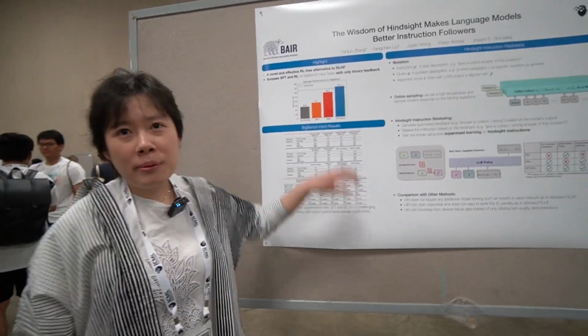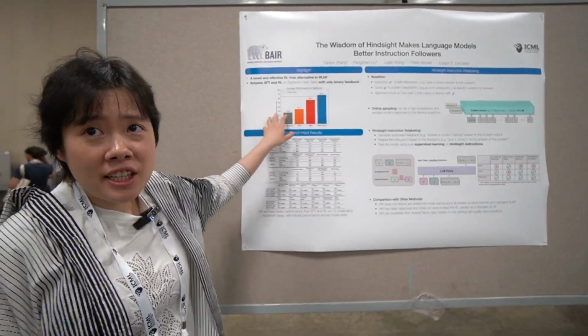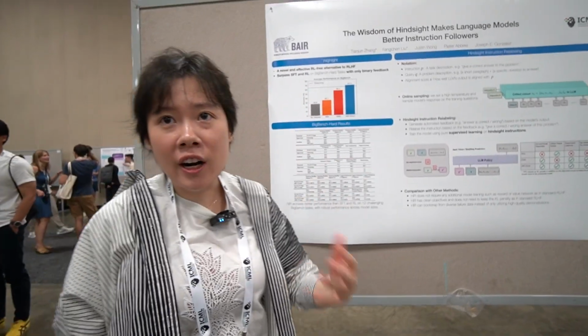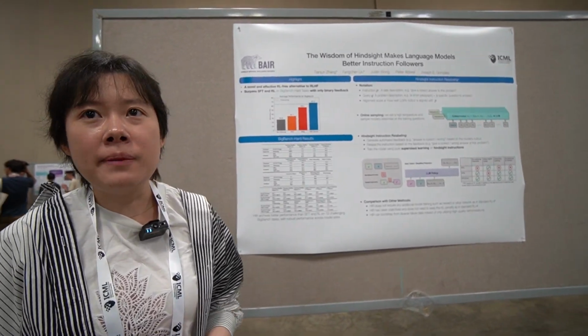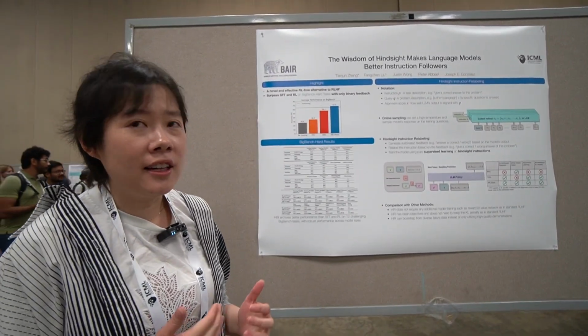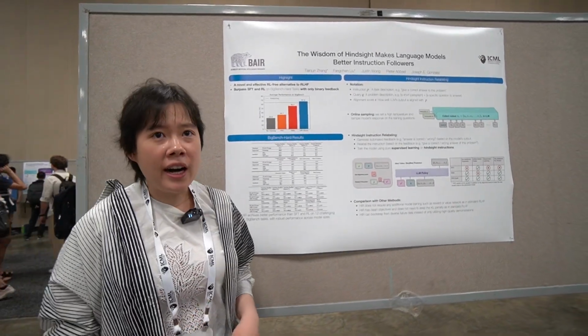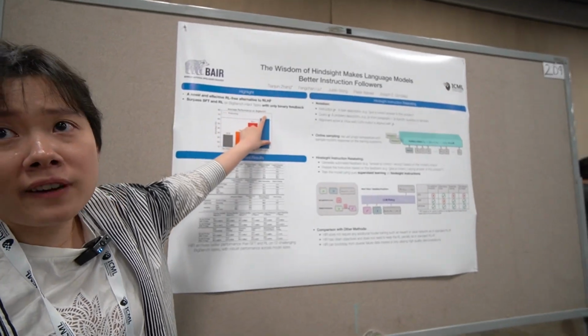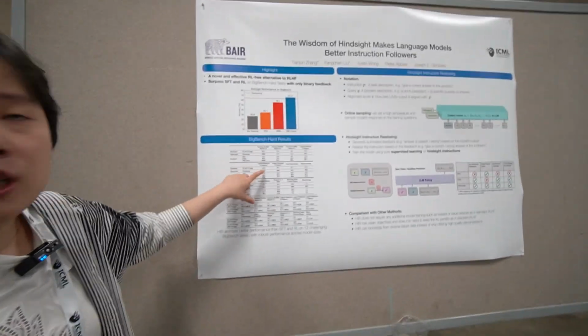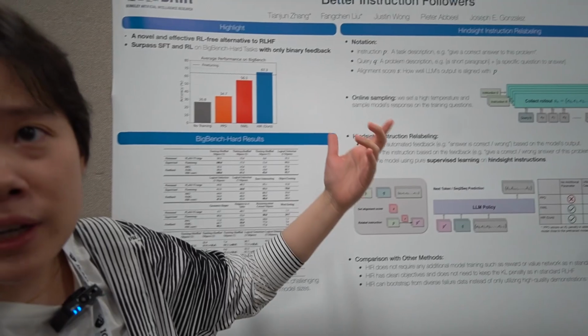Okay. We propose a simple, novel, and effective RL-free alternative to RLHF just by cleverly relabeling the instruction from the feedback and doing instruction fine-tuning on the LLM. In this way, we are able to surpass RLHF by a large margin and also surpass supervised fine-tuning on some Big-Bench reasoning tasks. The way we do it is very simple.